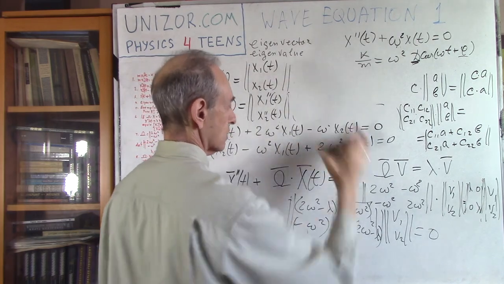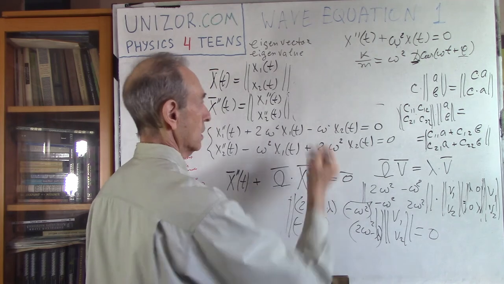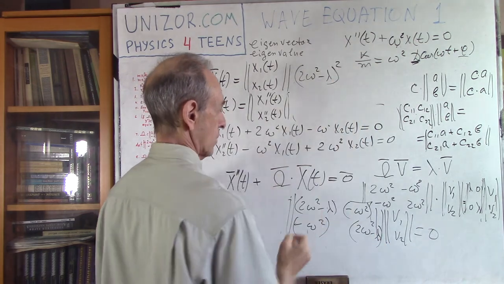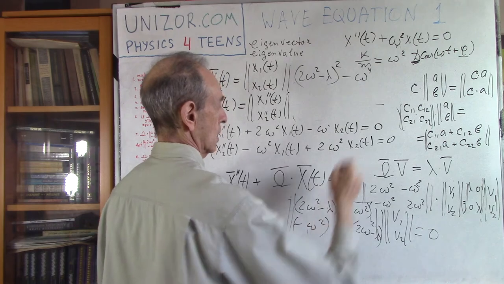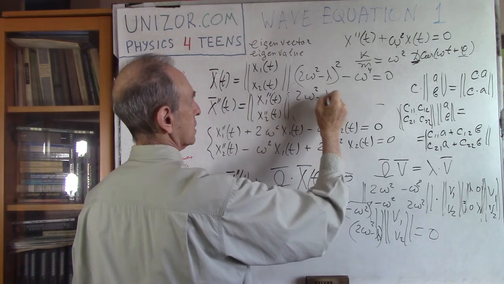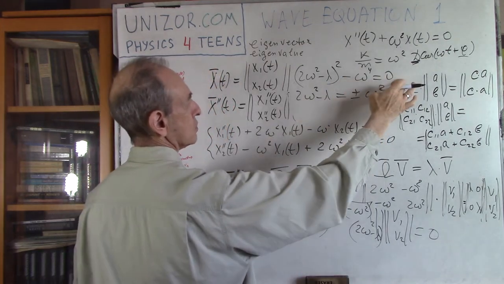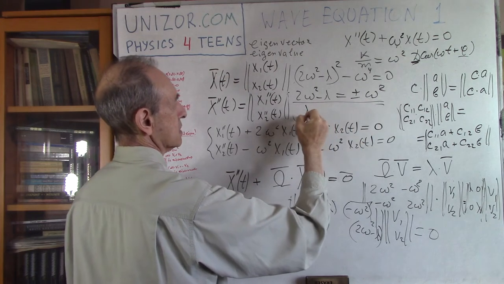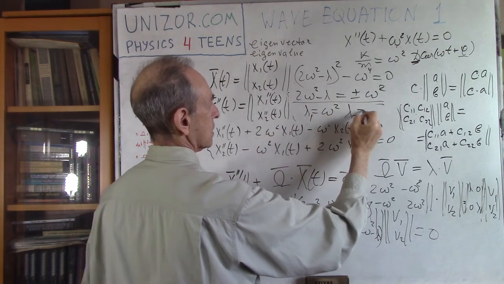So my idea about having a non-trivial solution basically results in a very simple equation for lambda. 2 omega square minus lambda times 2 omega square minus lambda, which is a square, minus omega square times omega square, which is omega to the fourth, and that's supposed to be equal to zero, right? So 2 omega square minus lambda is equal to plus minus omega square. Omega to the fourth goes to the right, square root of both sides. And then we have two solutions. If it's a plus, then lambda is equal to omega square. If it's a minus, then lambda first, lambda second, is 3 omega square.